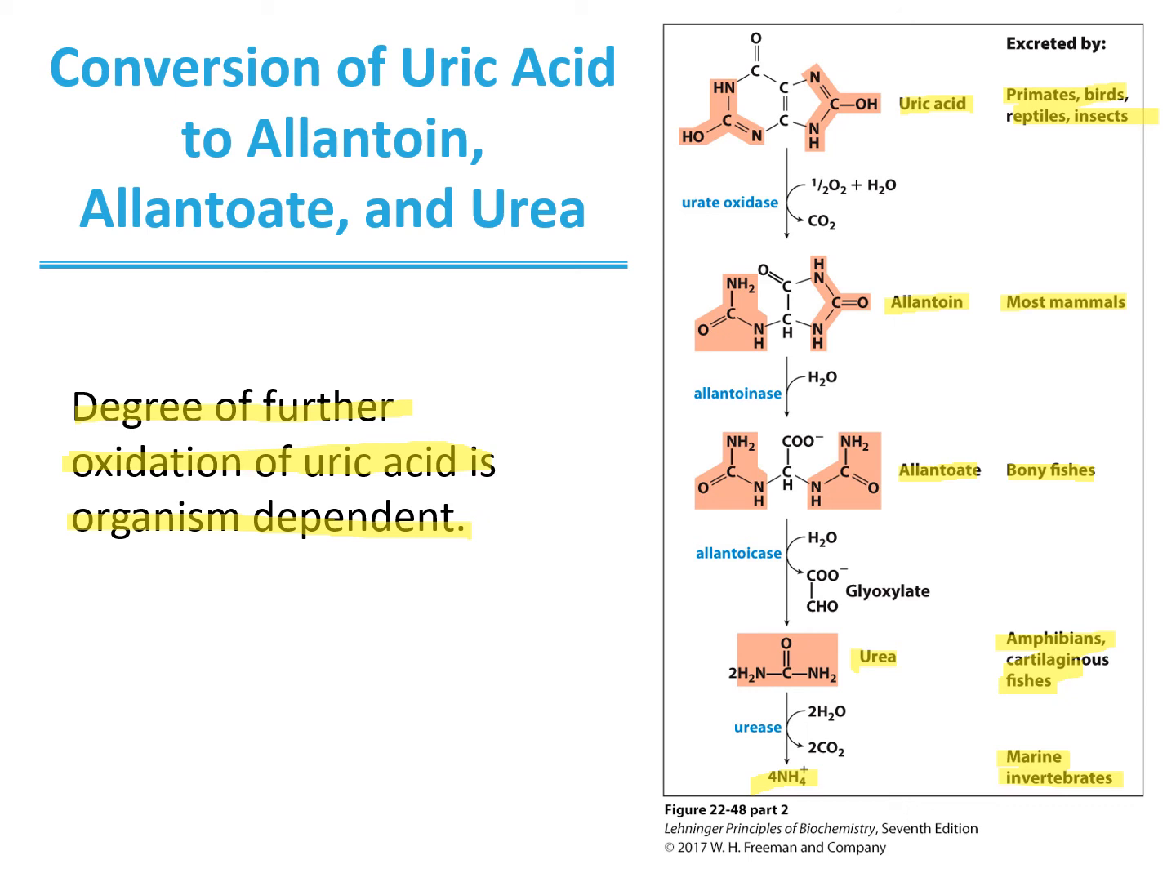So depending upon the organism, if it can excrete it out or not, if it cannot excrete uric acid, it will convert it into some other molecule that it can easily excrete. The pathway keeps on continuing until the organism can excrete that molecule out of it.